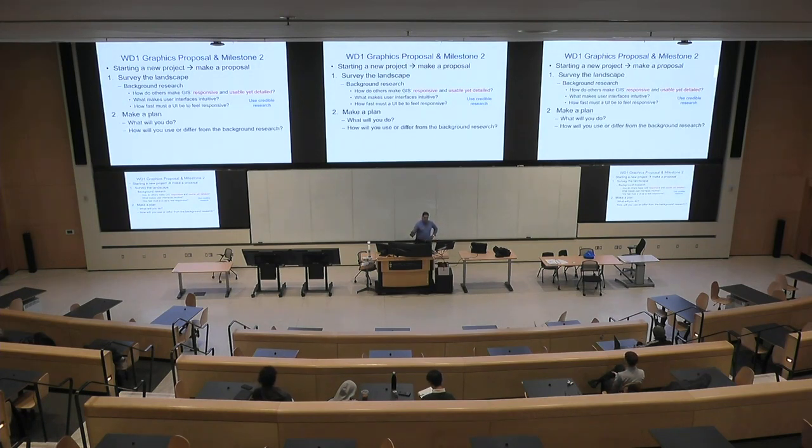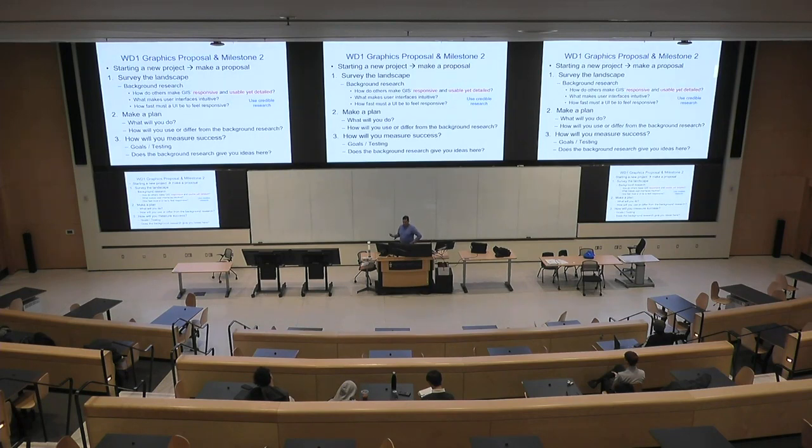Okay, so you survey the landscape, now you make a plan. What are you going to do? And in particular, how are you going to use these ideas from the background research, and how might you be different from them? And then how are you going to measure success? So what is your testing plan? And the background research might give you some ideas here, so that you don't just say, I think we did well. Can you make it more concrete than that?